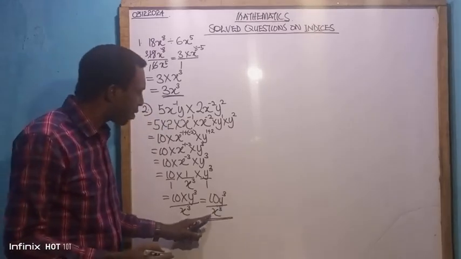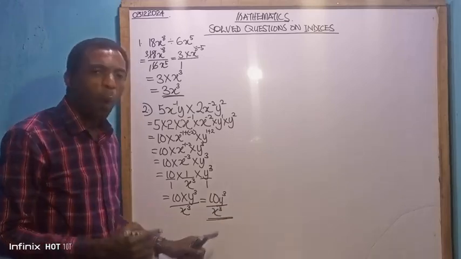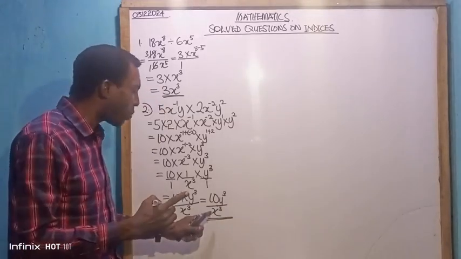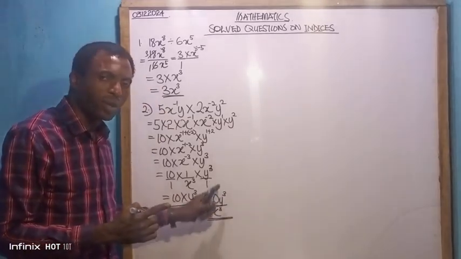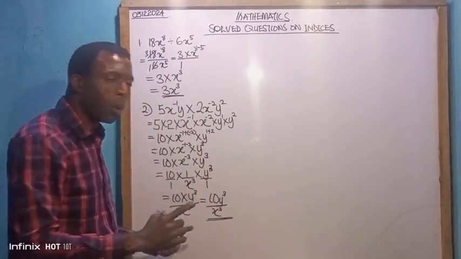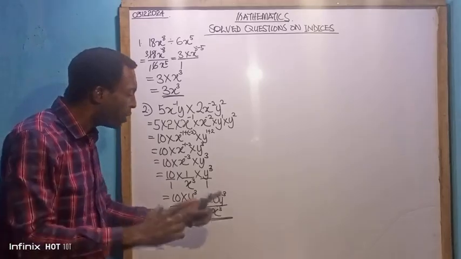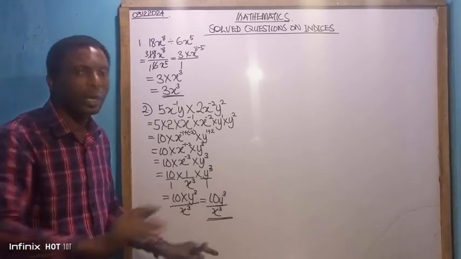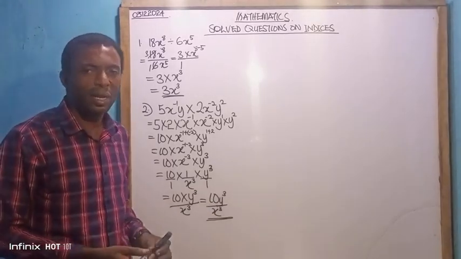We cannot take x up because we only have y at the numerator, so we don't have x. Let's say the two are of the same letter, then we can take the power up. But since we have different variables, y and x, they are different. We leave the answer that way.